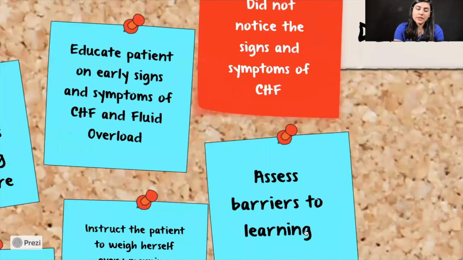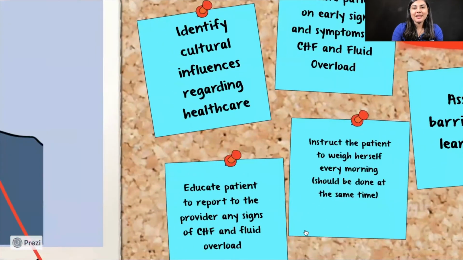The nursing interventions are: educate the patient on early signs and symptoms of CHF and fluid overload, assess barriers to learning, identify cultural influences regarding healthcare, and educate the patient to report to the provider any signs of CHF and fluid overload.